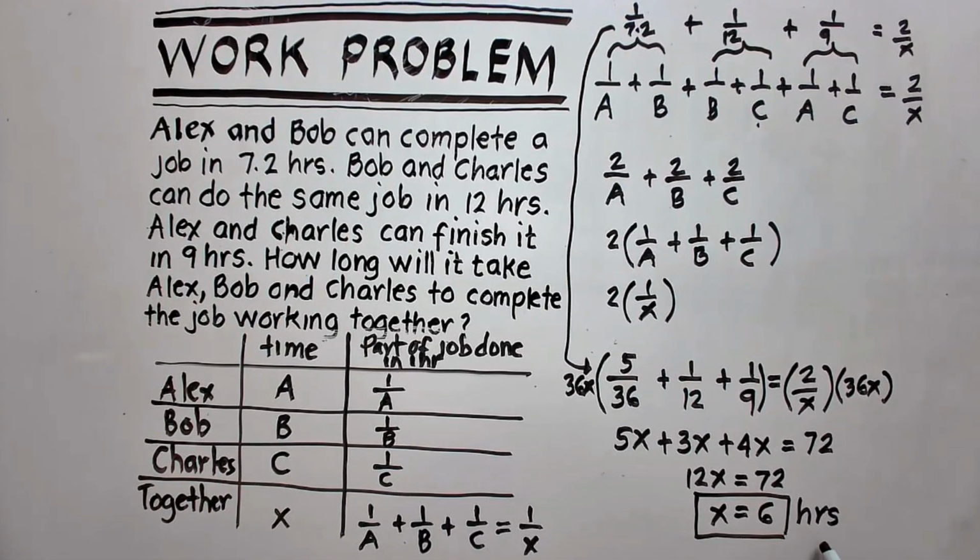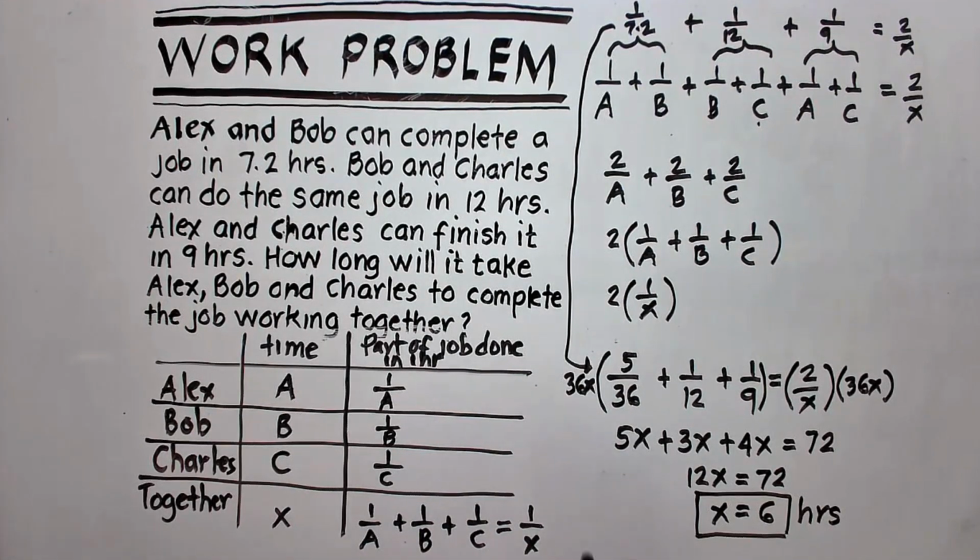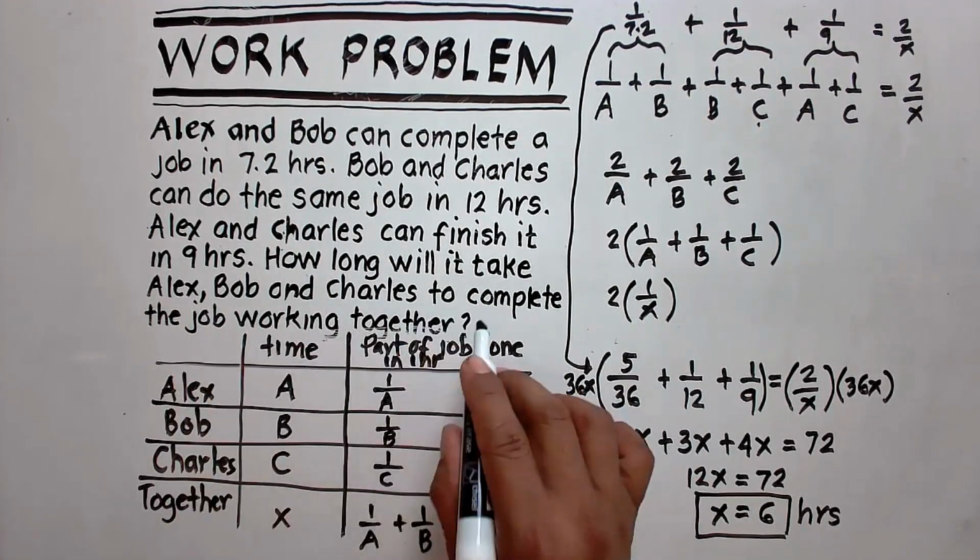The same interpretation, x is the length of time for the three of them working together. We found out that that time is 6 hours. So, Alex, Bob, and Charles can complete the job working together in 6 hours. So there's no need for us to find the individual time just in order to answer that question.